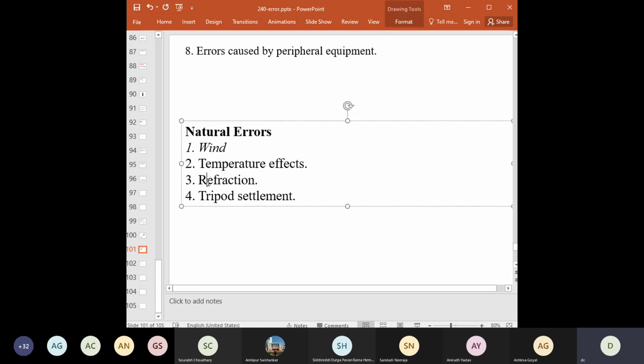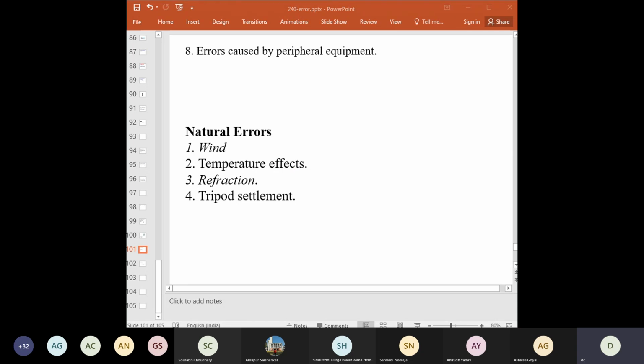So next is the refraction effect. Unequal refraction bends the line of sight in the propagation of light, the spectrum or signal which is being used, and this may cause some apparent problems in the observed prism or reflector which is put on the object.